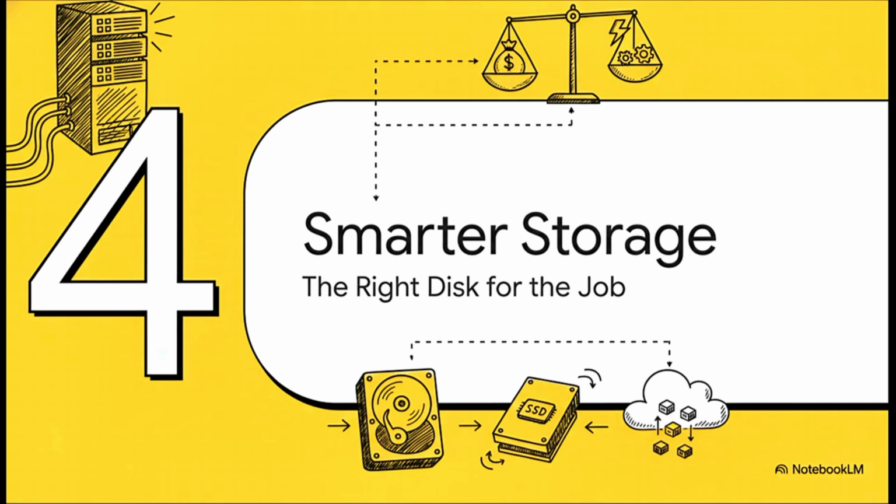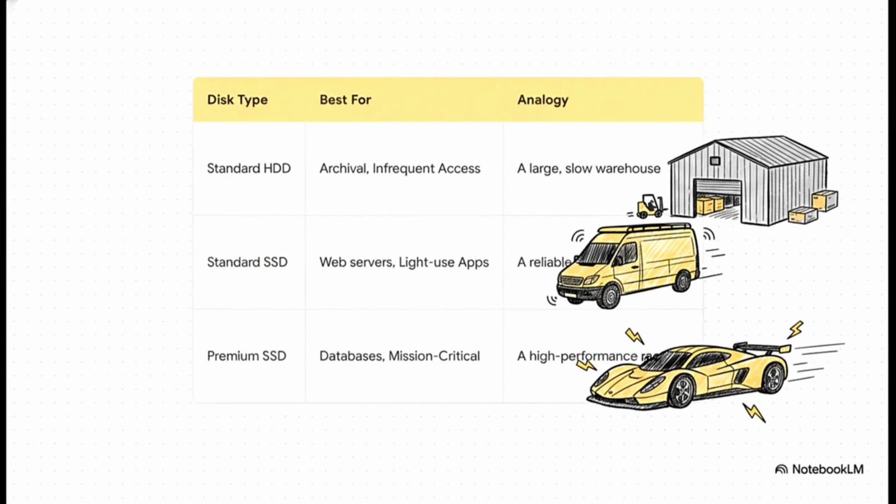Of course, a virtual machine isn't just about CPU and RAM. It also needs storage, a place for the operating system and your data. And just like with compute, not all storage is the same. Picking the right disk type is a huge deal for both the performance and the cost of your whole system. The options are actually pretty easy to understand.